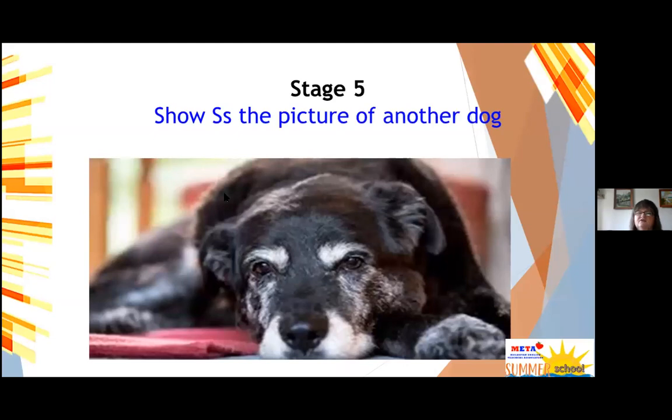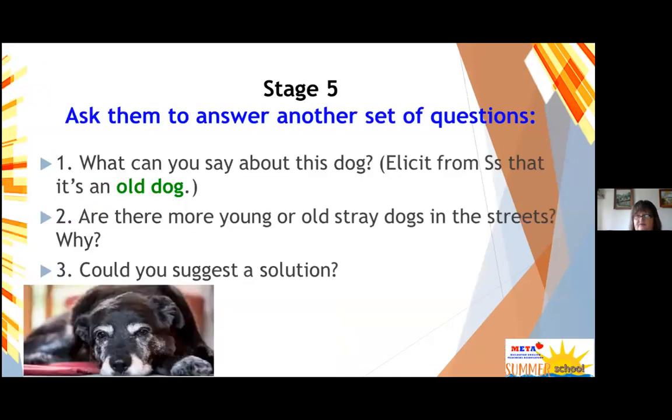Now, after that, I suggest showing another one, right? This dog is not as young as the previous one. And I come with a different set of questions, right? What can you say about this dog? And actually, the key point here is that you are supposed to elicit from the learners the word old dog. This is one of the key questions. And we can see from the picture that it's quite an aged dog. And are there more young or old stray dogs in the street?